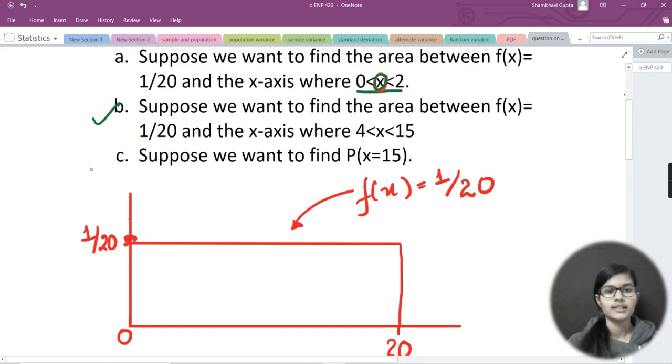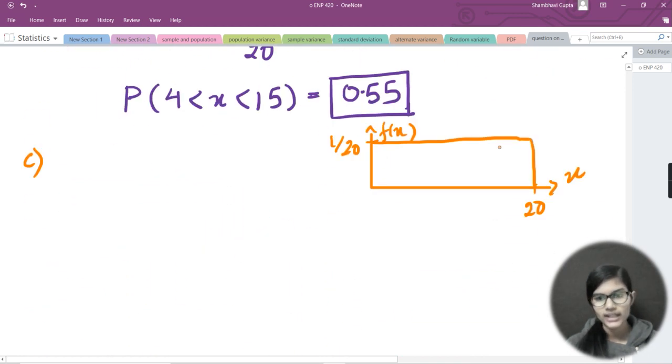Now let's read our C question. The C is a very simple one: suppose we want to find the probability for x equal to 15. We don't have a range, we don't have any between value, we have only a single value. Suppose we want to find the probability at x equal to 15. Now how to do that? So 15 must be lying somewhere here, right? So it is only a single value and it is a straight vertical line, right?